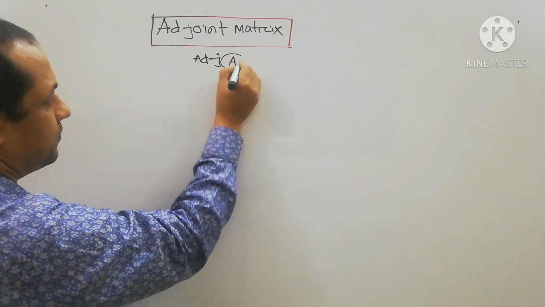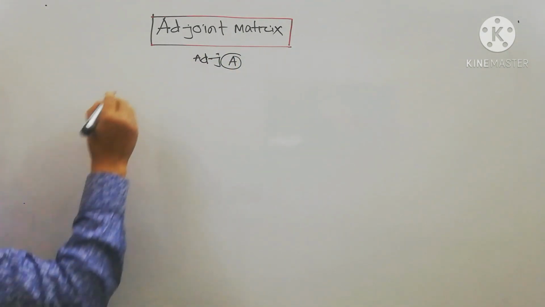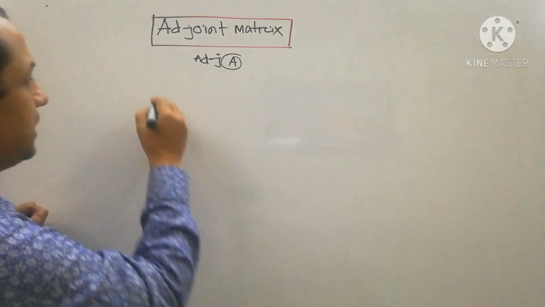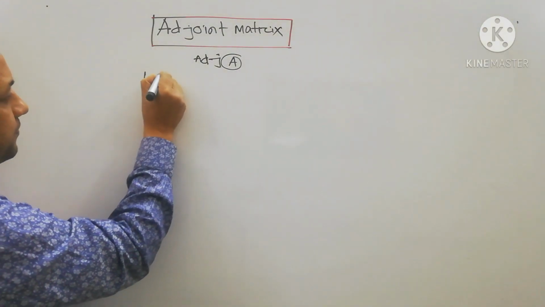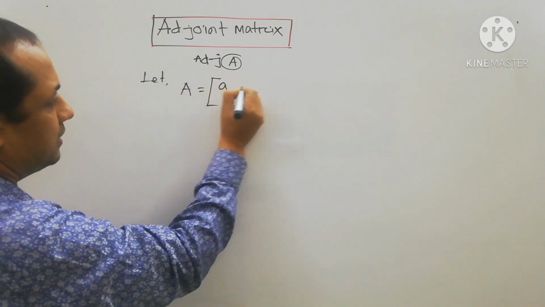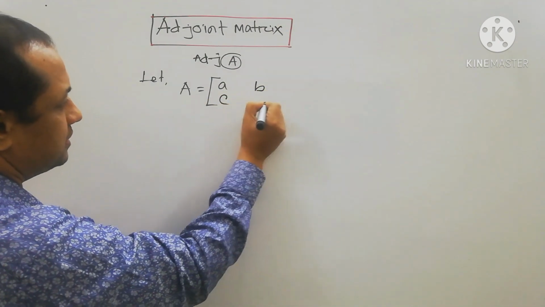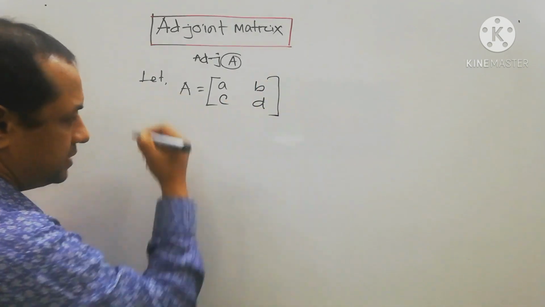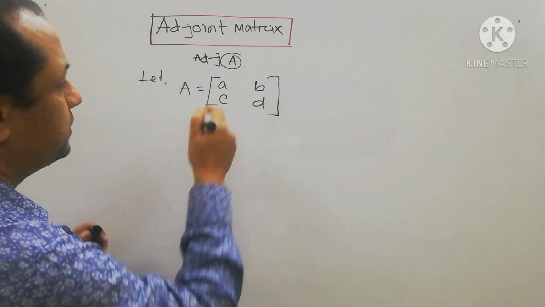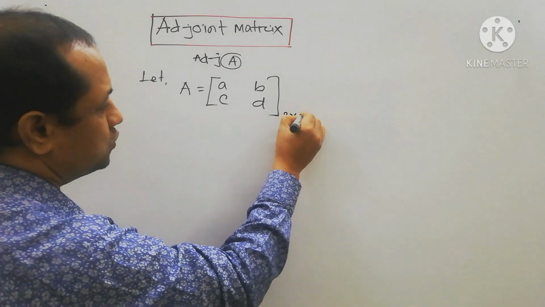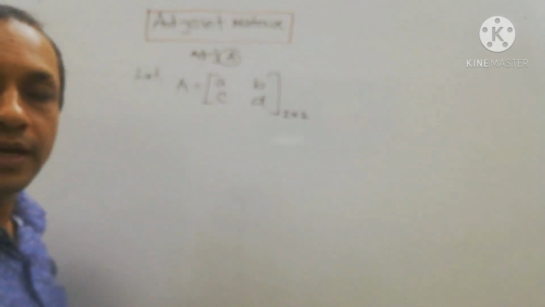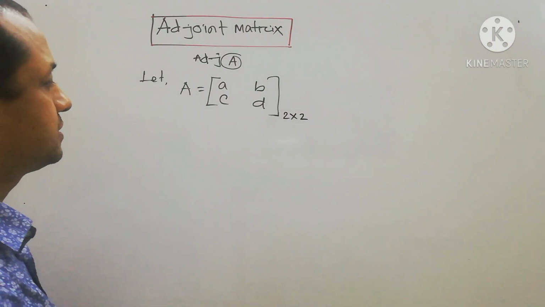Adjoint of A. Now to find the adjoint matrix, let A be a matrix with entries A, B, C and D. Now find the adjoint matrix. So students, this is a 2 by 2 matrix, 2 rows and 2 columns.